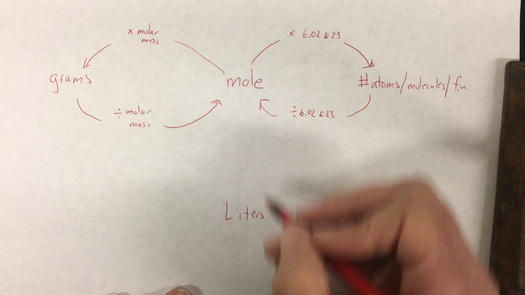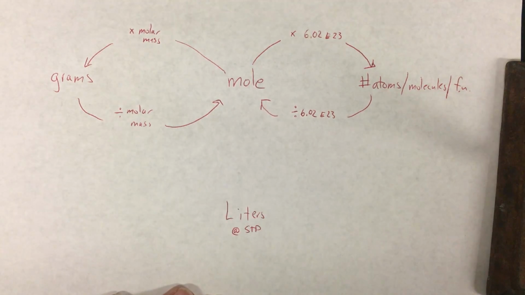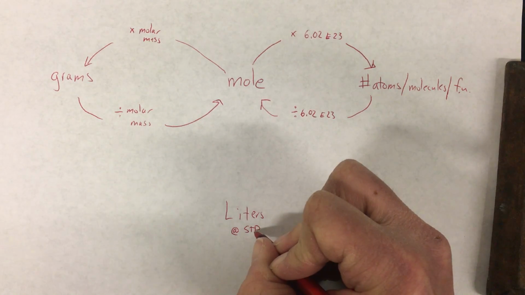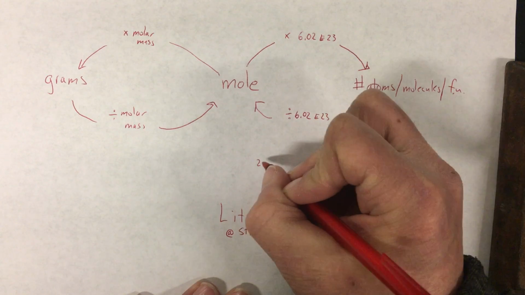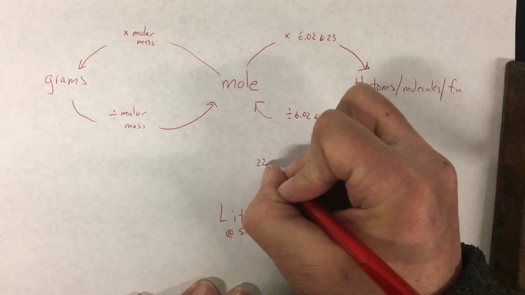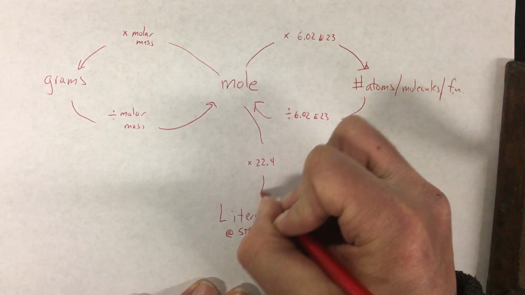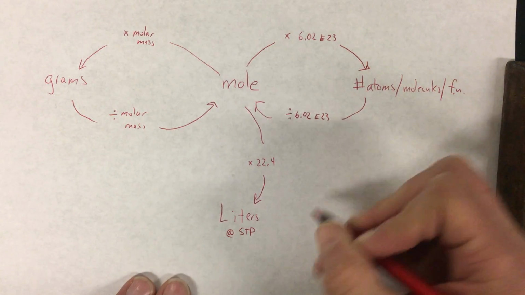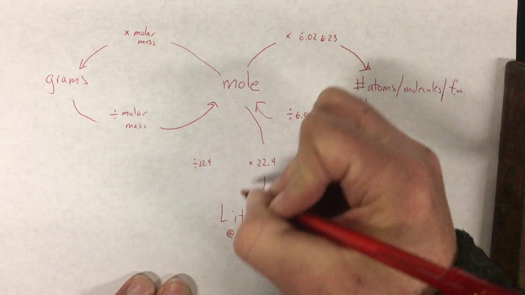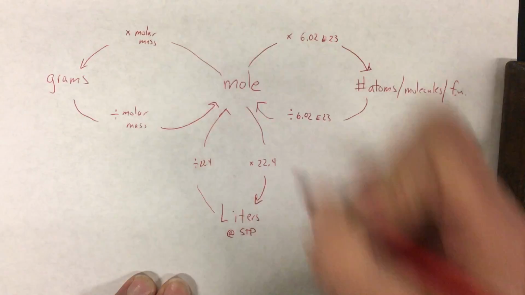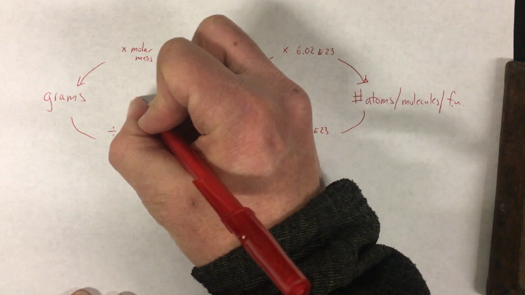And then between moles and liters, and I have to do this at STP. If it's not at STP, there's something else that we'll have to do later. But for now, we can use the 22.4 liters per mole. So I'm going to go times 22.4 to get to liters, and I'm going to divide by 22.4 to go to moles. And then I just call this my mole man.